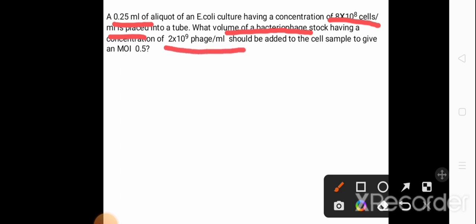So here it is mentioned that the aliquot of E. coli cells is 0.25 ml and the concentration of E. coli cells is 8 into 10 to the power 8 cells per ml. And we have to calculate the volume of the bacteriophage stock, having a concentration of 2 into 10 to the power 9 phage per ml, and the final MOI should be 0.5.